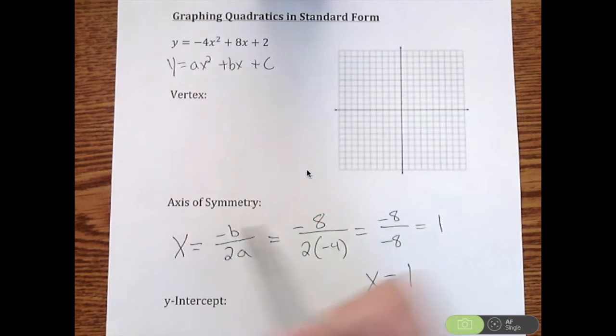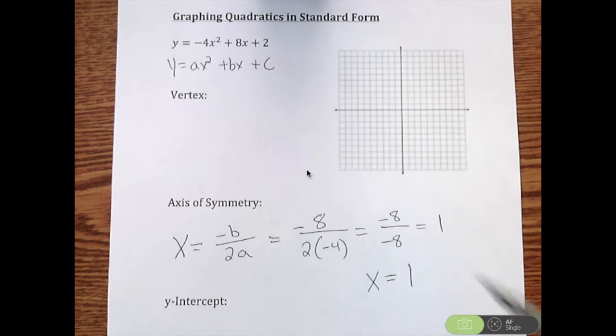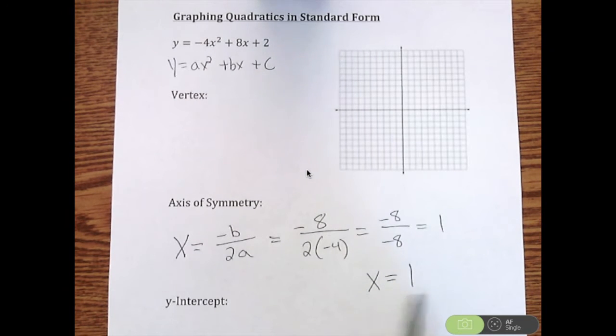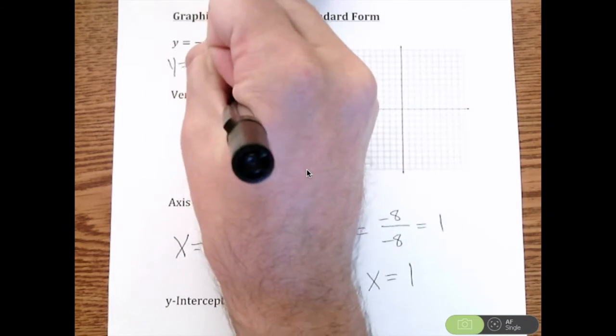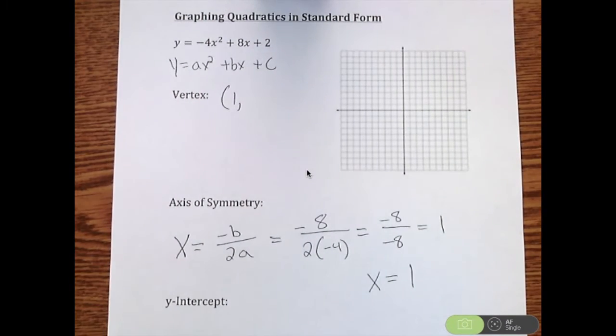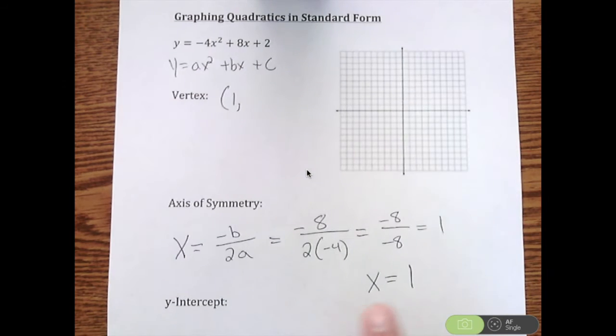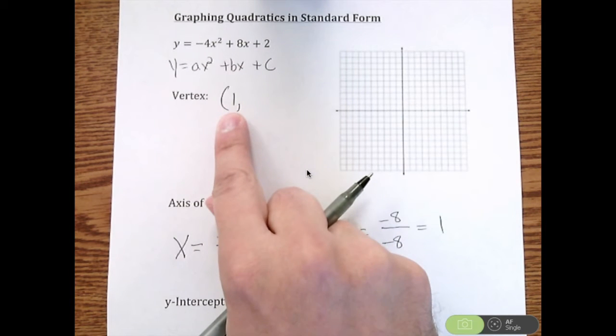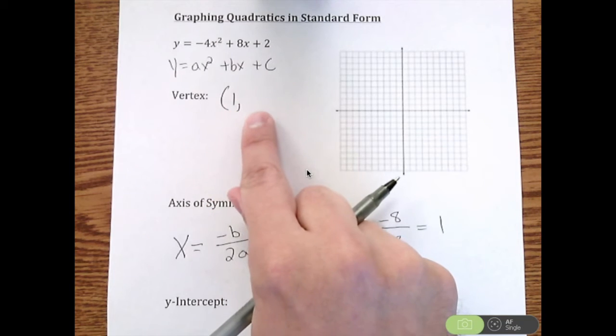Now remember that axis of symmetry, that's going to give us kind of that line of symmetry through our parabola. That'll come into play here in a little bit. Once you know the axis of symmetry, you actually know a piece of your vertex. Because what happens is the x value of your axis of symmetry is also going to be the x value of your vertex. So we know this is x equals 1, so we know the vertex has an x value of 1. So we'd like to find the y value of the vertex.